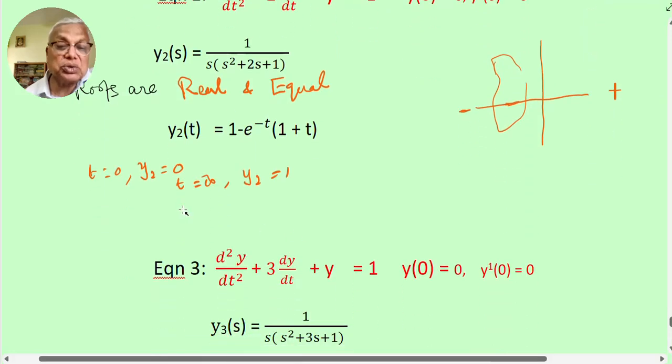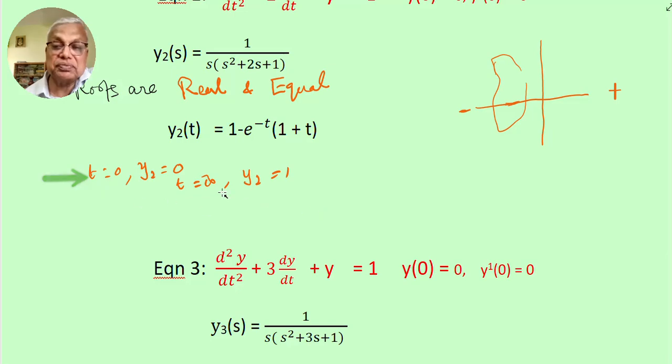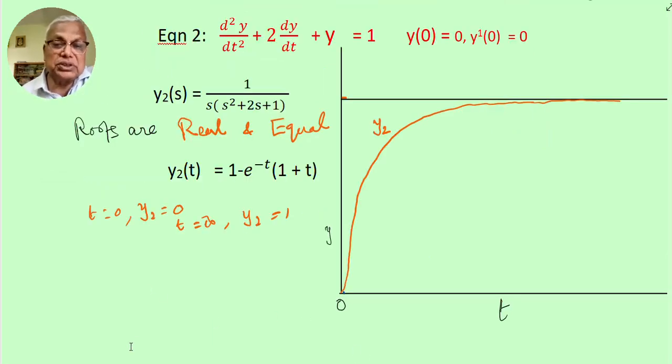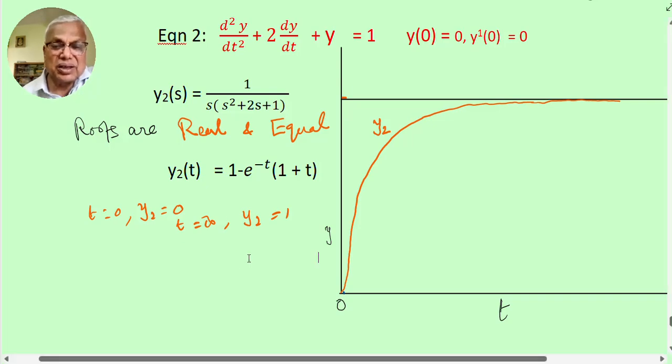But how is it going to behave in the in-between period? So let us plot and see. A plot of this equation is going to look like this, starting at 0 and ending at 1.